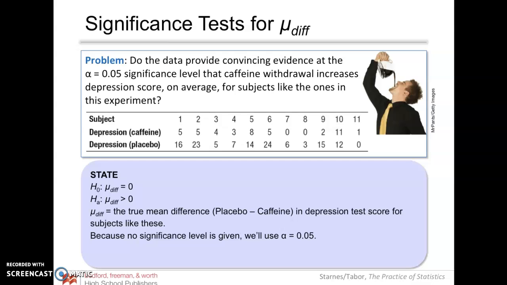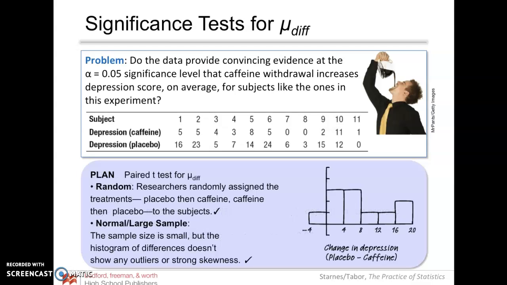Now, we could have done it either way. We could have done caffeine minus placebo or placebo minus caffeine, depending on whether we want to end up with positive results or negative results. They didn't tell us what significance level to use, so we're going to use 0.05.